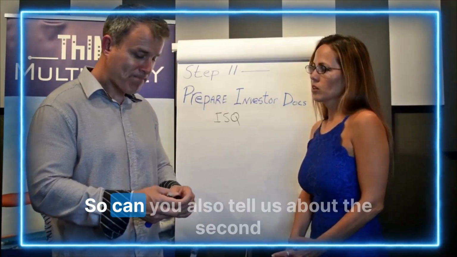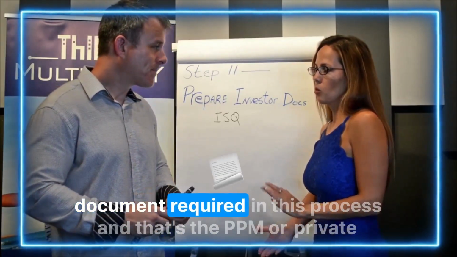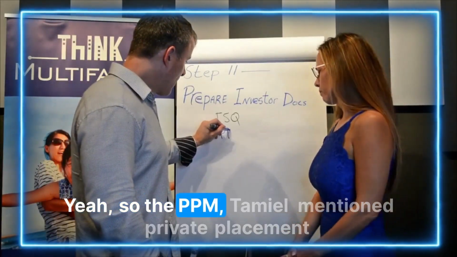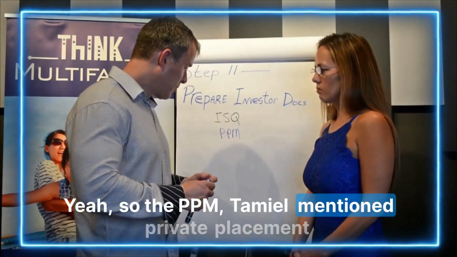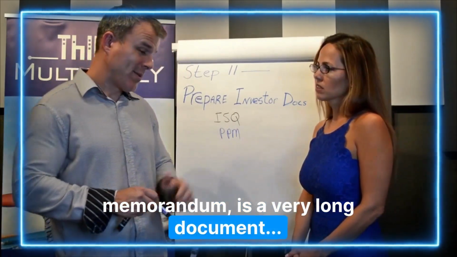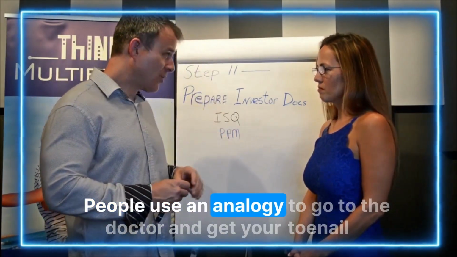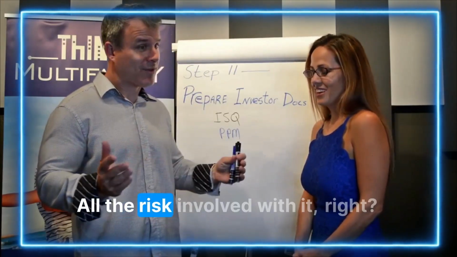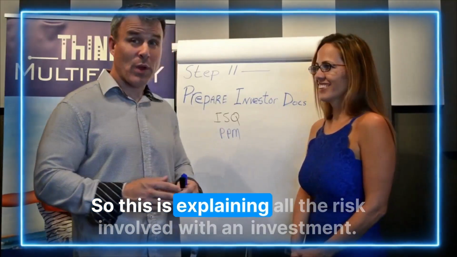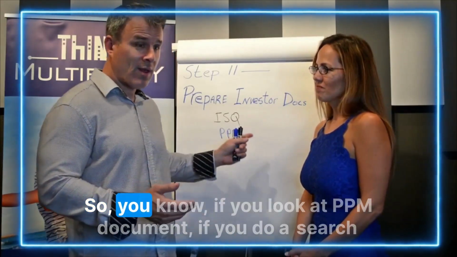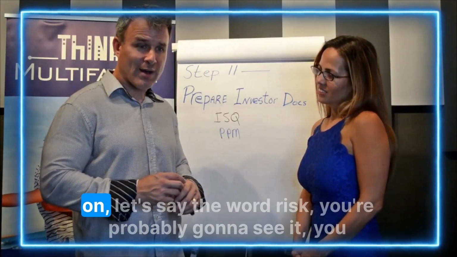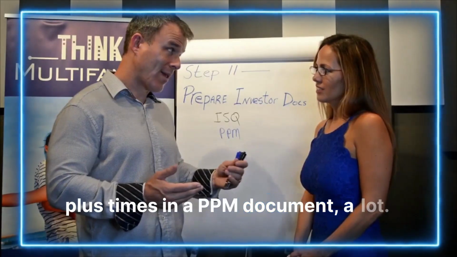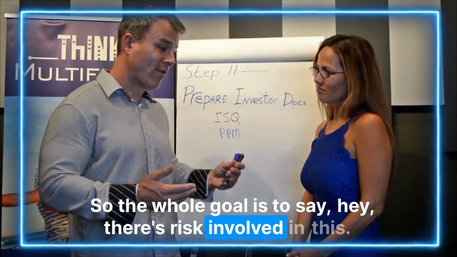Okay, good. So can you also tell us about the second document required in this process, the PPM, or Private Placement Memorandum? Yeah, the PPM is a very long document. People use the analogy of going to the doctor to get your toenail clipped, and you have to sign a paper saying you could die, right? All the risk involved with it. So this is explaining all the risk involved with an investment. If you do a search on the word risk, you're probably going to see it 50 plus times in a PPM document. So the whole goal is to say, hey, there's risk involved in this.